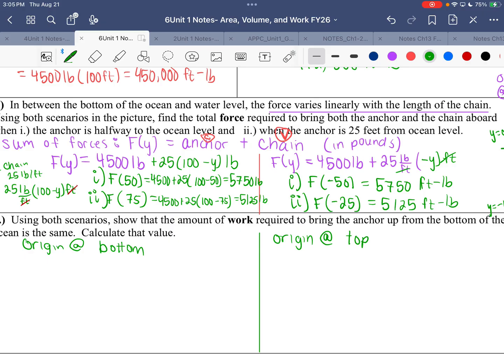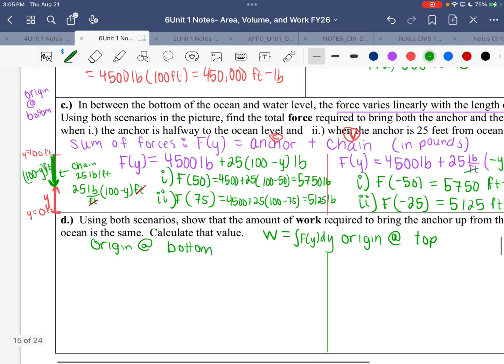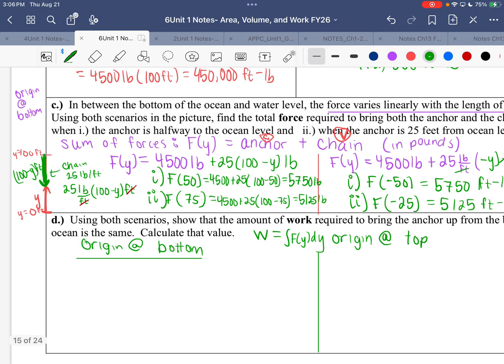So doing the work, now we have a variable in our forcing equation. So what does work equal no matter what scenario we're doing? No, it's not constant. Integral of force. Okay, so now we have, on the origin at the bottom part, our work, we're integrating that force equation. Sure, you could totally simplify it. I am not going to.